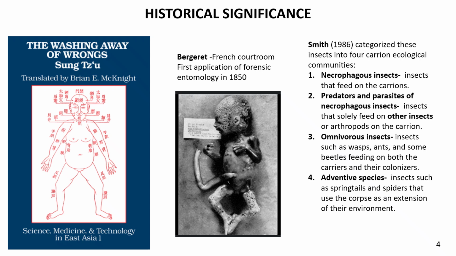They are the necrophagous insects, the predators and parasites of the necrophagous insects, omnivorous insects, and adventive species. Necrophagous are those that feed on the carrion or the dead bodies. Predators and parasites of the necrophagous insects are those that feed on these necrophagous insects. Omnivorous insects are those that feed on either necrophagous insects or the predators. Examples include wasps, ants, and some beetles. Adventive species are those that use the dead body as an extension of their environment.